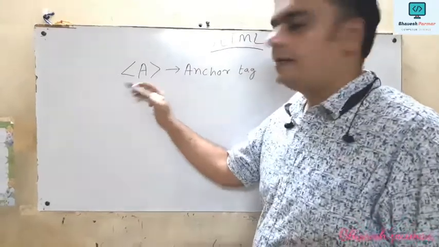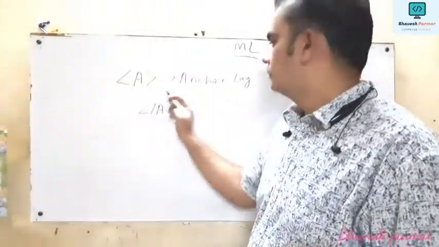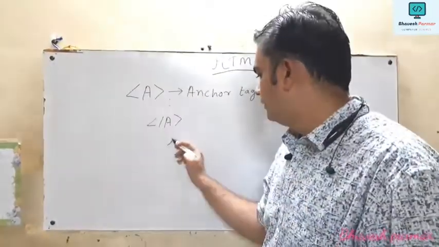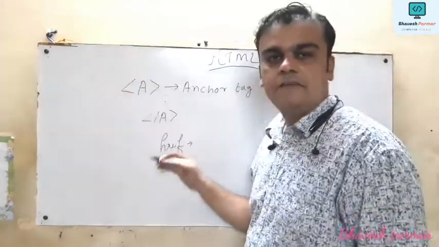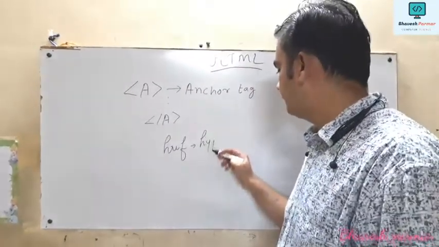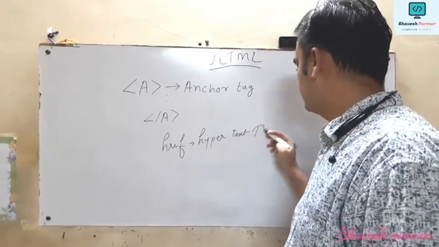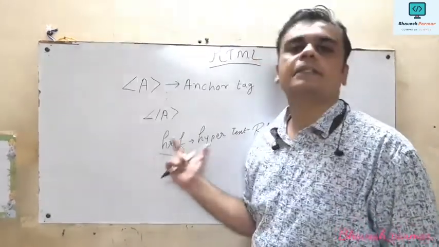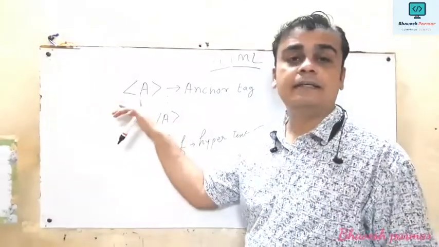It is a pair tag and its companion tag is /a, and there is one special attribute used, the name of the attribute is href. This href indicates hypertext reference. So now guys, what is the syntax for the a tag?